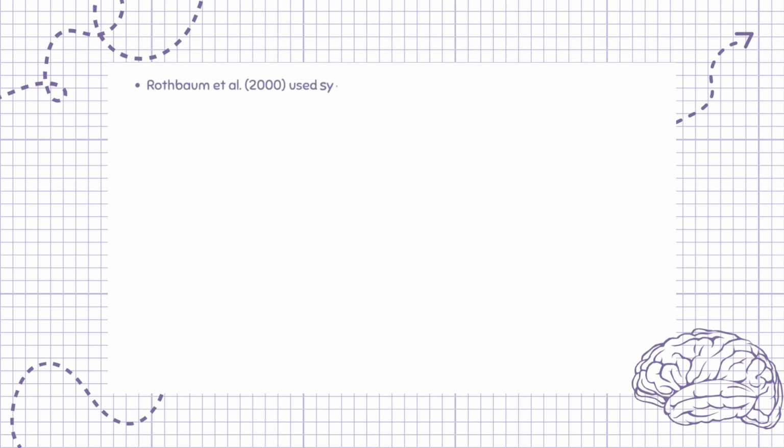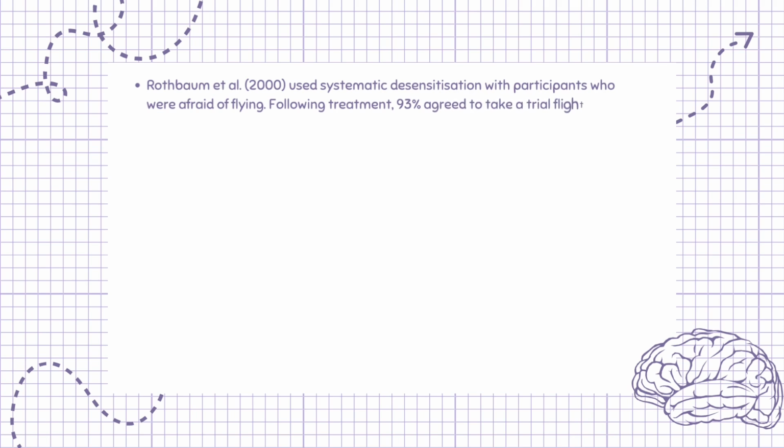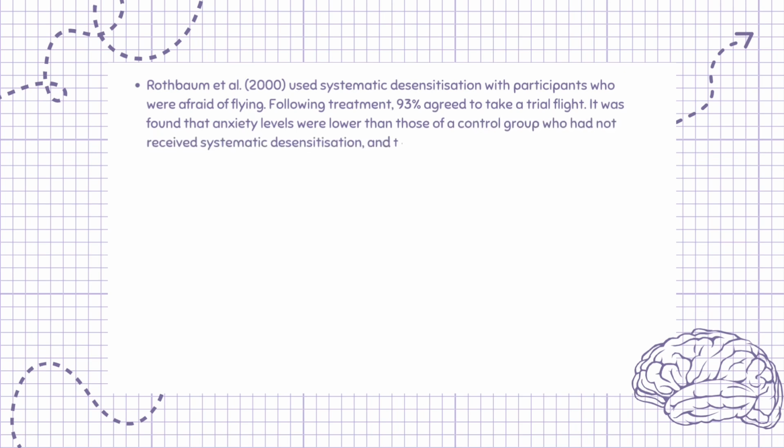Rothbaum et al., 2000, used systematic desensitization with participants who were afraid of flying. Following treatment, 93% agreed to take a trial flight. It was found that anxiety levels were lower than those of a control group who had not received systematic desensitization, and this improvement was maintained when they were followed up 6 months later.